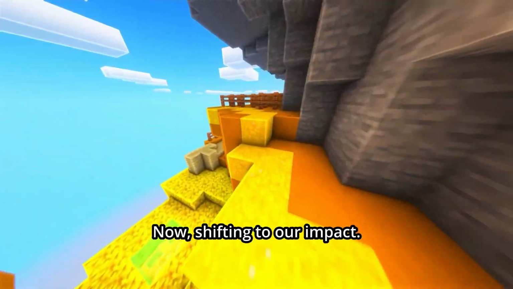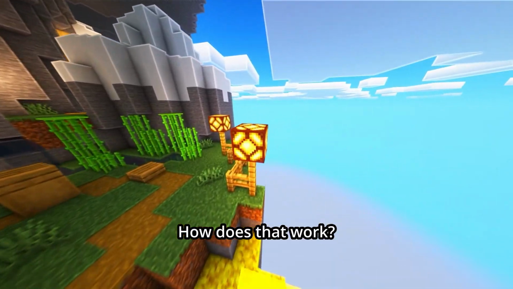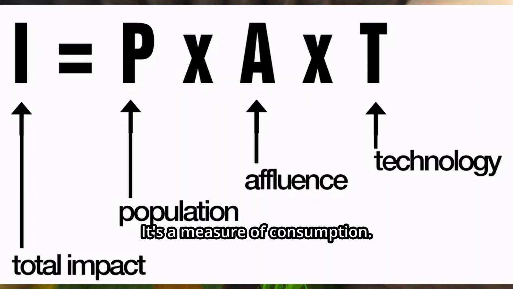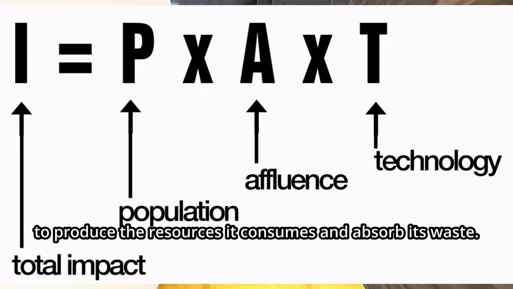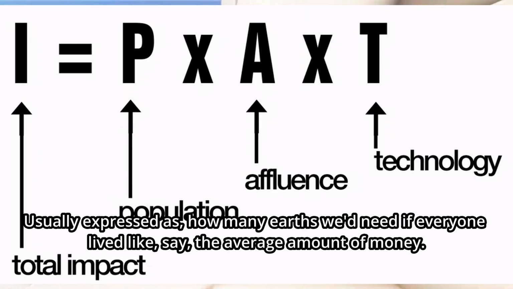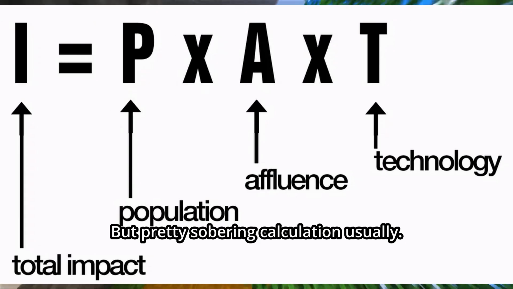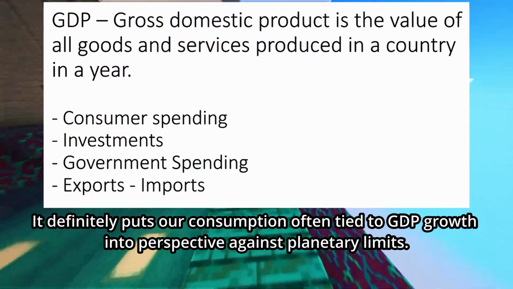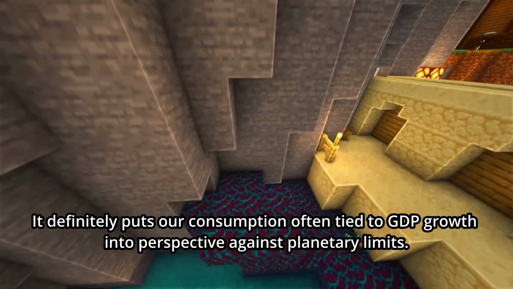Absolutely. Now, shifting to our impact, the ecological footprint. How does that work? It's a measure of consumption. Basically, it calculates how much land and water area a human population requires to produce the resources it consumes and absorb its waste, usually expressed as how many Earths we'd need if everyone lived like, say, the average American. A pretty sobering calculation, usually. It definitely puts our consumption, often tied to GDP growth, into perspective against planetary limits.